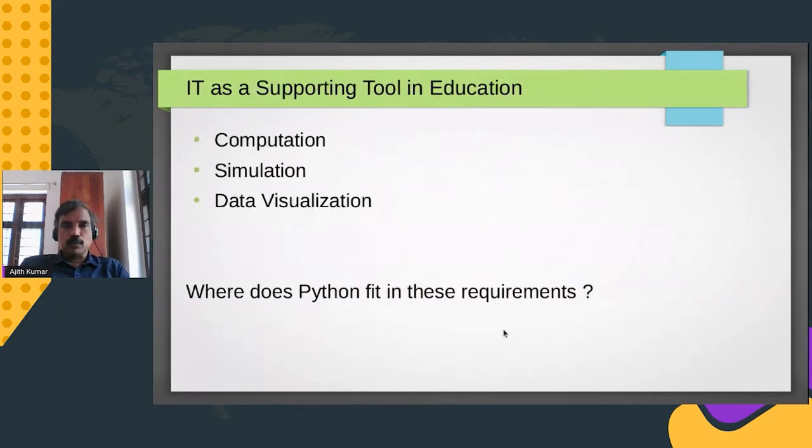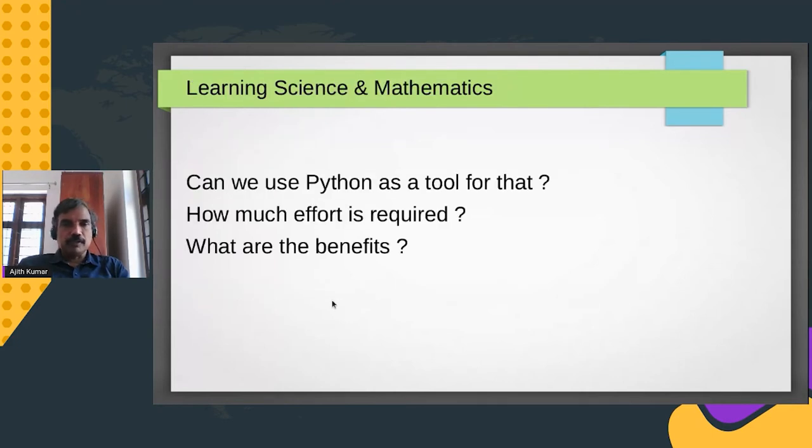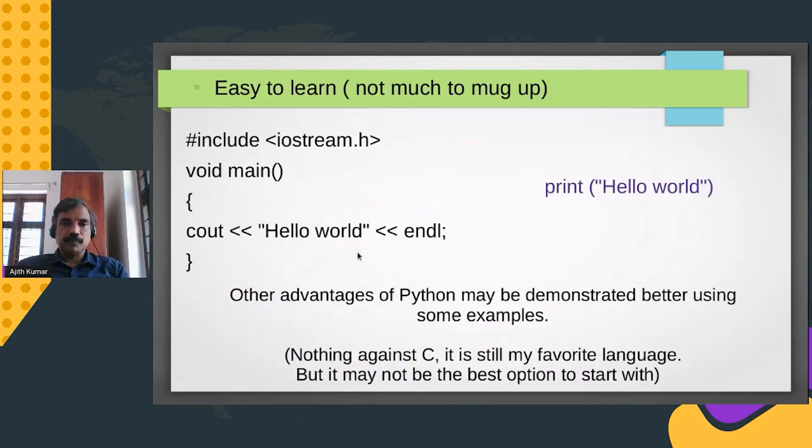And what is the alternate route, actually? Let us think about that. Why not use IT as a supporting tool in education? Like, we need computation, simulation, data visualization, and where does Python fit in this? So can we use Python as a tool for that, and how much effort is required? What are the benefits? Let us have a quick look at that.